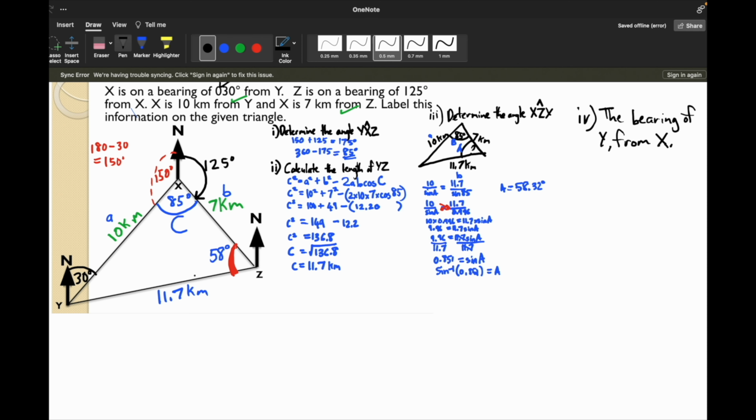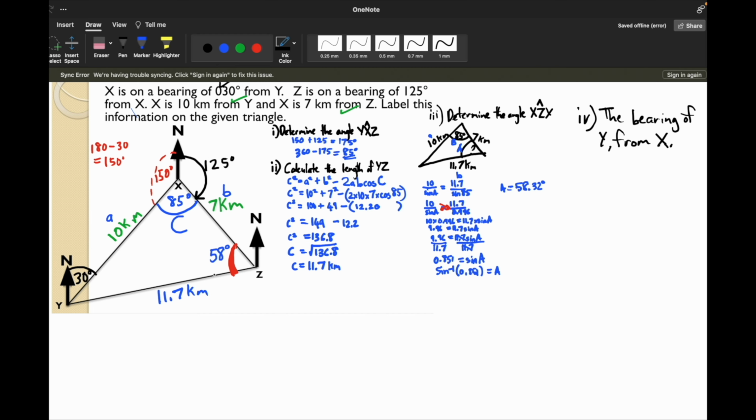Just a quick note. We could have also used cosine rule to calculate this angle here as well. The reason why we could have used cosine rule is because we have all 3 lengths. And if you remember from our notes, we can use cosine rule when we have all 3 lengths. So if you can't remember that, you could refer back to that video just to make sure you catch that concept. Okay, so let's see what y'all get for number 4.